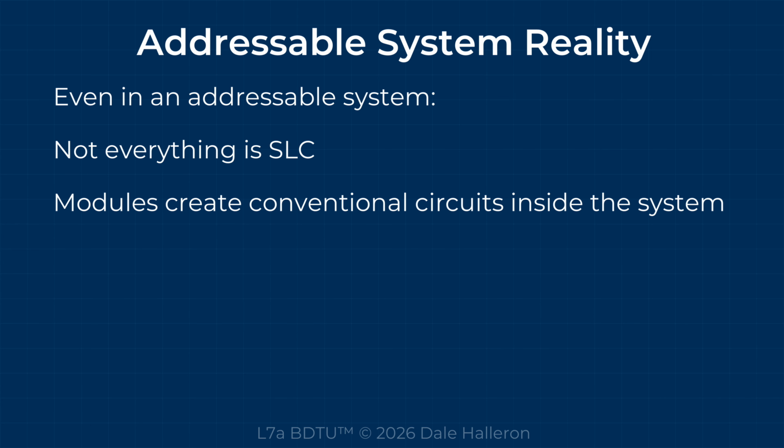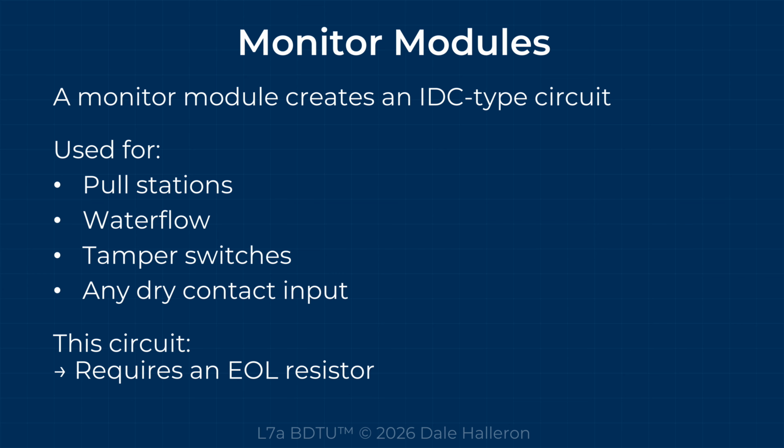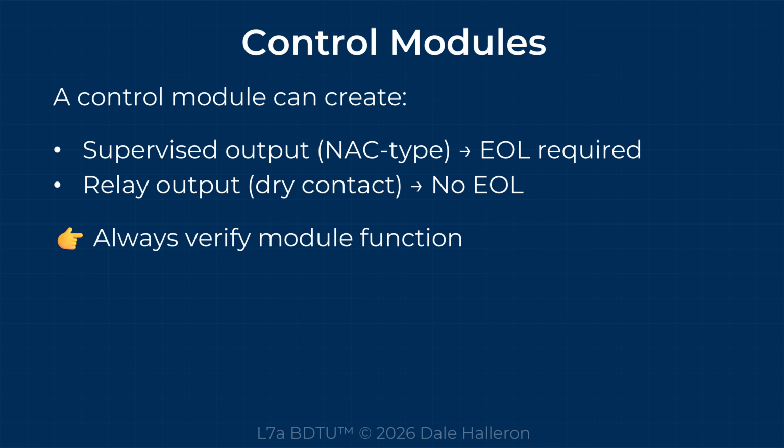Addressable system reality. Even in an addressable system, not everything is SLC. Modules create conventional circuits inside the system. Monitor modules. A monitor module creates an IDC-type circuit used for pull stations, water flow, tamper switches, or any dry contact input. This circuit requires an EOL resistor.